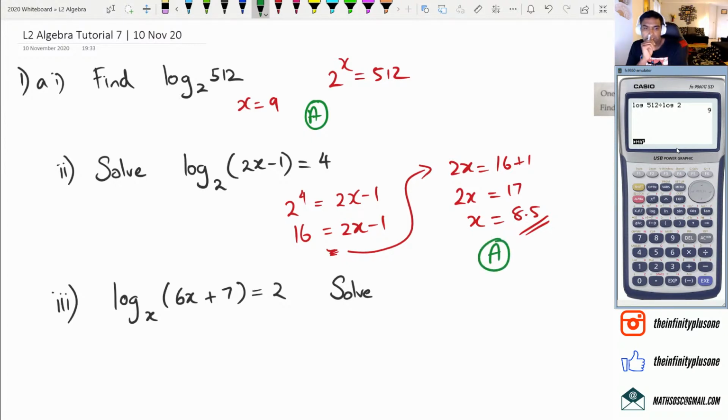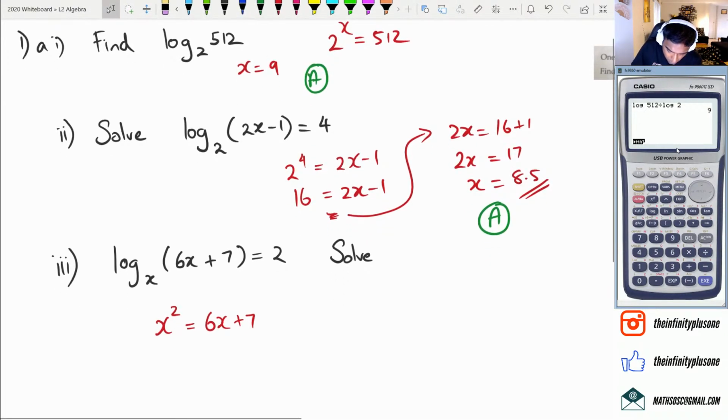Now question 3, I purposely didn't give you guys the full question, because I wanted to see what you would actually do. I can already see that some of you have put a couple of answers there, and some of you have talked about how you can't have a negative number for one of those answers. So how we're going to do this is, we're still going to rewrite this as x squared equals 6x plus 7, and from here we can rearrange this into a quadratic.